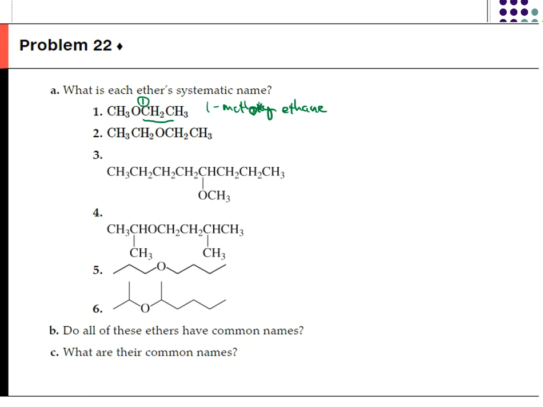All right. Here in number 2, common name, this would be diethyl ether, wasn't it? We already did that example, but this one wants the systematic name, the IUPAC name. So longest carbon chain here is going to be the ethane again, so I start there.